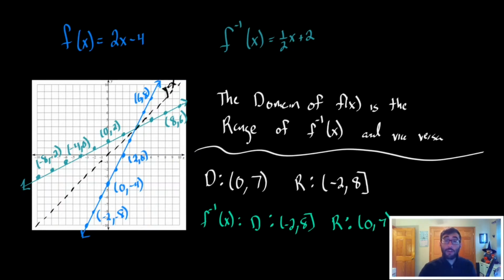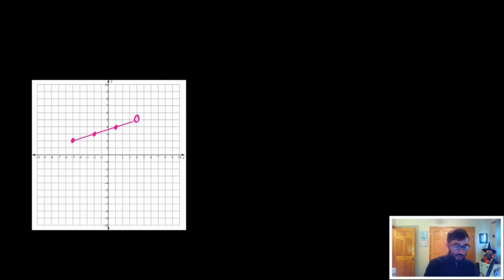So that's what I mean by the domain of f of x becomes the range of the inverse of f of x, and vice versa. And we can see that with another graph. So I'm going to go ahead and plot a function here, and we're going to graph its inverse. All right, so let's say that this is the graph of f of x, and we wanted to graph its inverse.